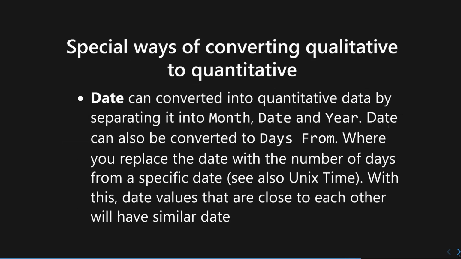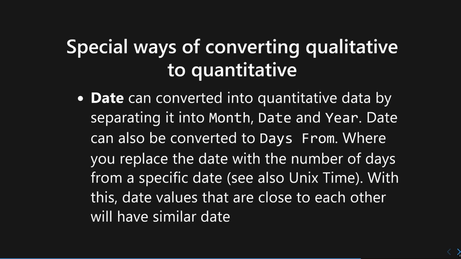Okay. In some special cases, though, you can have some interesting ways of converting your qualitative data into quantitative data. And this really depends on the context. This depends on the specific value. So, for example, date. This is normally qualitative data, but you can convert this into quantitative data by separating them into month, date, and year. And then you use the numerical values for month, date, and year.